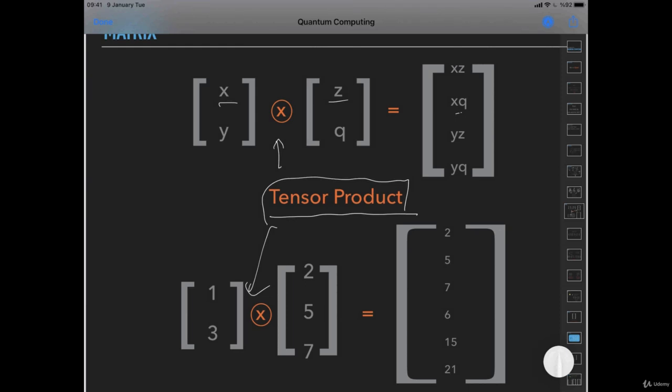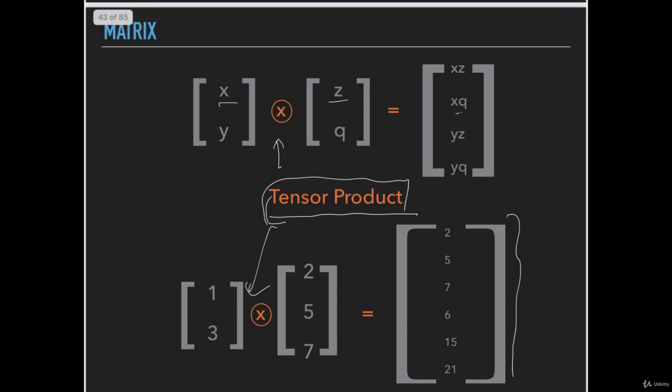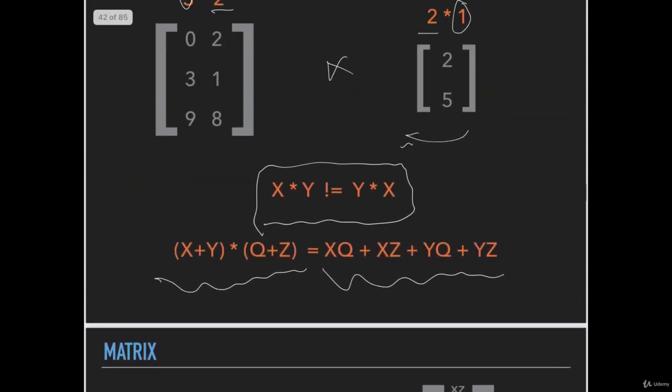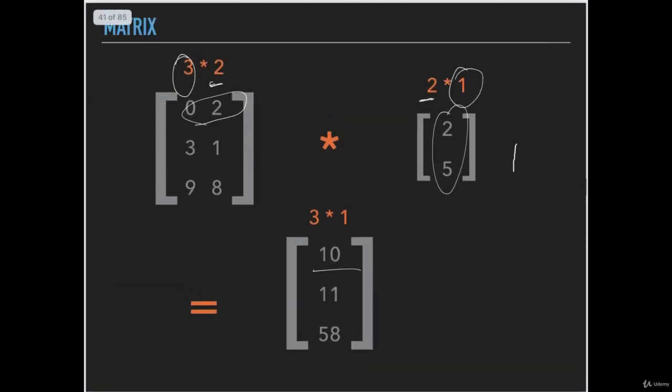And in the below example, you see we go 1 times 2, 1 times 5, 1 times 7, then 3 multiplied by 2, 3 multiplied by 5, 3 multiplied by 7. And it creates a 1 column matrix for us, and this matrix has 6 rows. So it's a little bit different than multiplication itself, but we're going to use tensor products as well. So better to know about the differences and better to know about terms as usual.